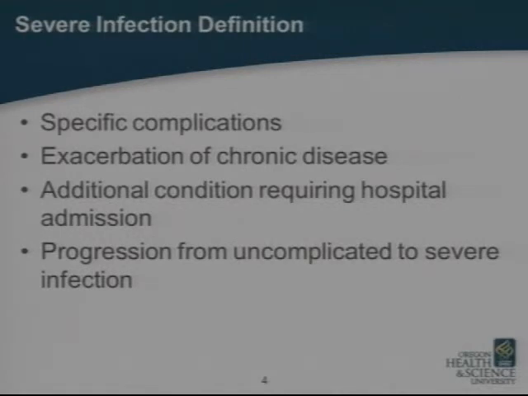Additionally, if a patient has any sort of chronic condition that's exacerbated by an influenza infection, their infection would also be classified as severe. Likewise, if a patient has any other condition either caused by or in addition to an influenza infection that requires hospitalization, that infection is also severe. And lastly, if a patient presents with what is initially an uncomplicated infection and then progresses into something more severe through one of the other categories, it's considered that their entire infection was severe.